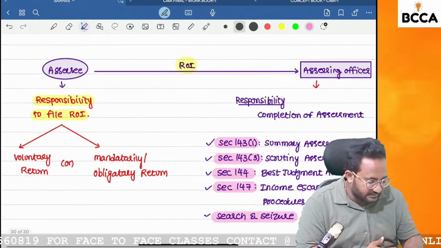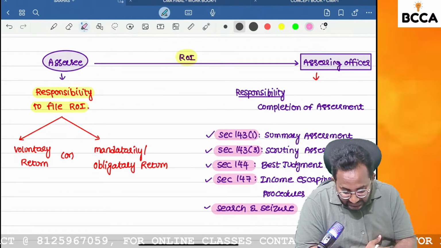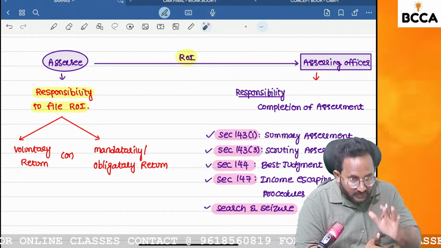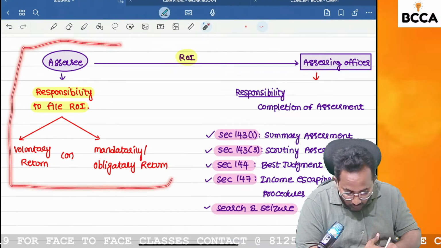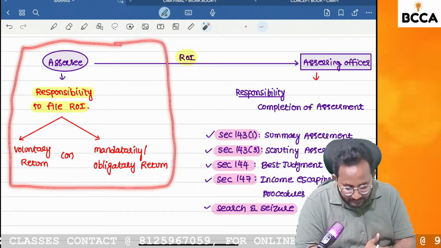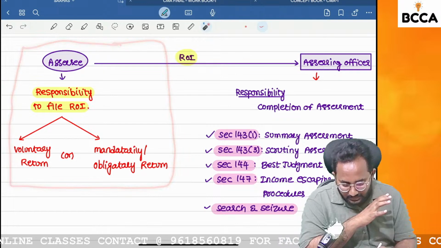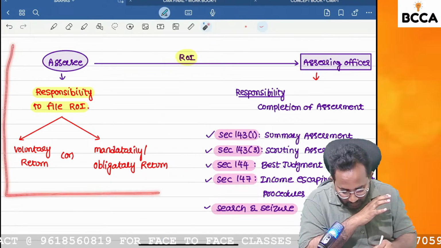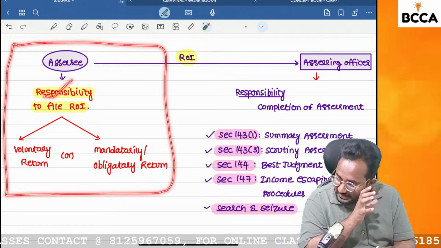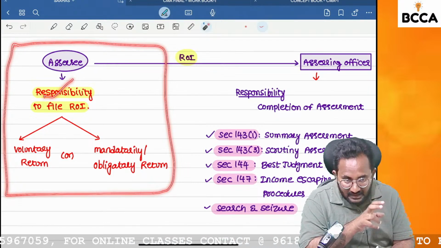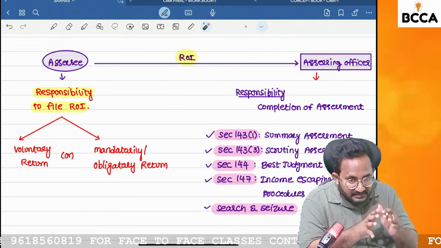Last point for today's session. While you are listening to the concept of return of income, in this chapter you have to always think from the viewpoint of the SSE. Can you tell me what that point is, ma? Because whose responsibility is it to file the return of income? SSE. So that's why we have to think from the viewpoint of your SSE only.